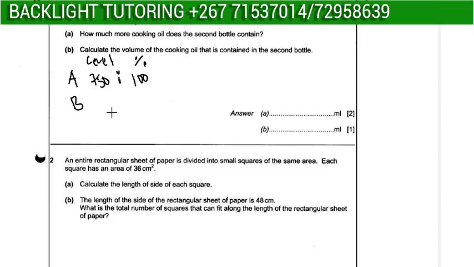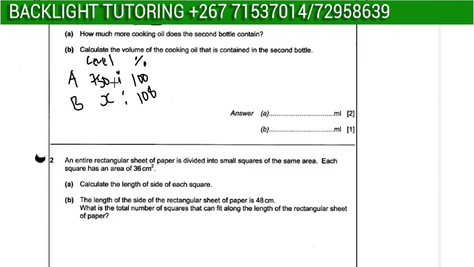Then we come to B. For B, we don't know its level, we can put X, and then its equivalent, they say 8% more, right? Which means we are going to add 8% to the 100%. If it was 8% less, then we would subtract from 100. So 100 plus 8% gives us 108%.